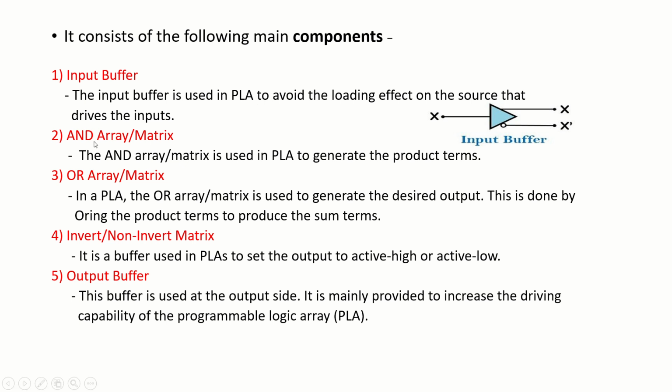An AND array is used to generate the product term. Similarly, an OR array is used to generate the sum term. And the invert or non-invert matrix is a buffer used in PLA to set the output to active high or active low. An output buffer is used at the output side. It is mainly provided to increase the driving capability of the programmable logic array.